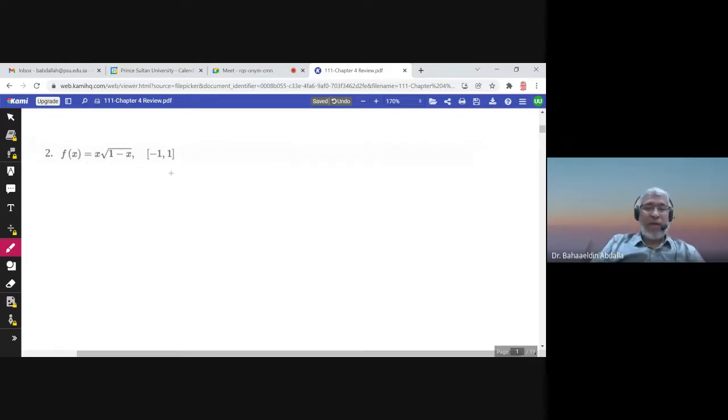Okay, another question. So same steps. Let us find f prime of x, the derivative. This is a product, so I'll use the product formula. The derivative of x is 1. Now the derivative of the square root is 1 over 2 times the square root, times the derivative of 1 minus x, which is negative 1. So I have the square root of 1 minus x, minus x over 2 square root of 1 minus x.